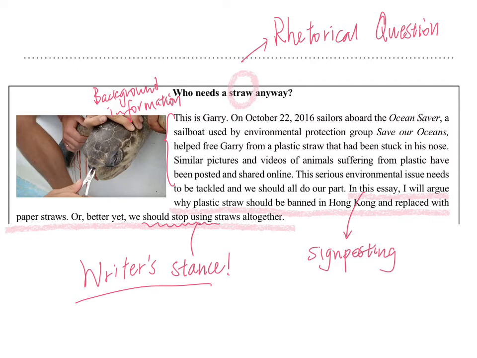Therefore, when we take a look at the title again, "Who needs a straw anyway?", this is not an open-ended question for the readers to give their own answer, but a rhetorical question, which means the writer has already got his or her own stance and answer. In this case, it emphasizes the writer's stance that we don't need straws at all in order to save the environment.